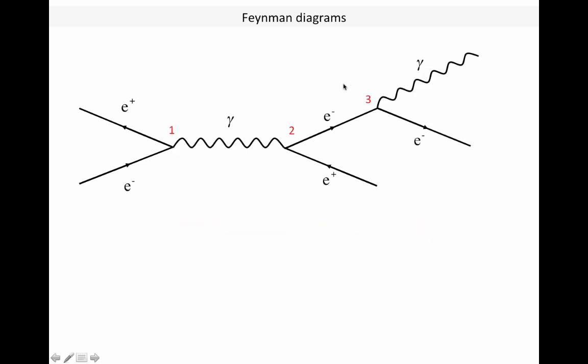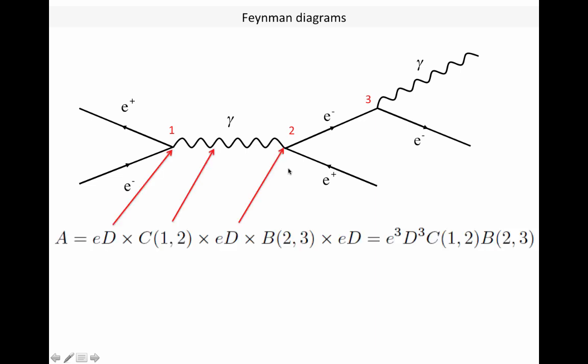All right, consider a slightly more complicated chain of events. We're going to take the process that we just saw and tack onto it another process where the electron that emerges emits a photon and continues on its way. So there's a third vertex that is introduced here. Because the first two vertices and the photon that travels between them are the same as before, when we write down the probability that this whole process will happen, we start off with the same three factors as before: a factor of ED for the two vertices and a factor C12 for the photon travelling between 1 and 2.